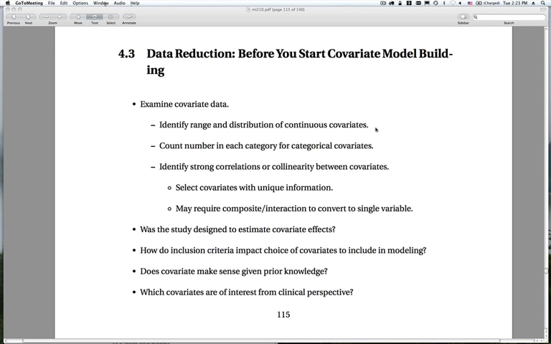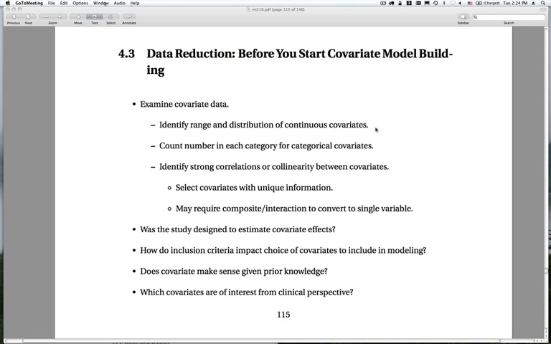This is quite problematic in regression models, especially when we are trying to understand or make inferences. And so we want to select covariates with unique information. That might require you to create a composite or interaction effect to convert multiple correlated variables to a single variable. But there are different strategies, and we'll discuss that in a minute.